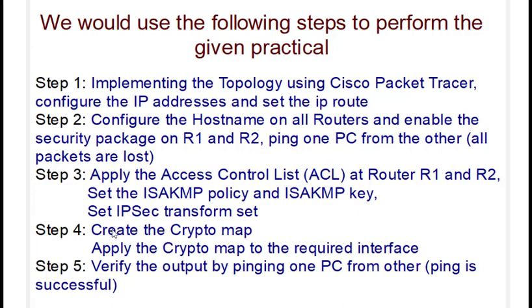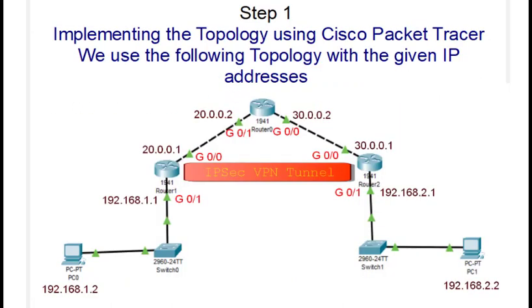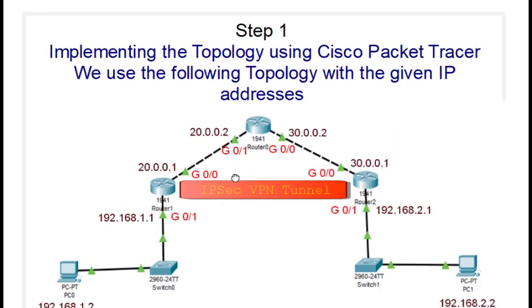And then in the fourth step, we will create the crypto map and apply the crypto map at the required interfaces, and finally verify the output by pinging one PC from the other one, and we'll see that the ping will be successful in this case. Then this is the required topology. We'll be implementing this particular topology.